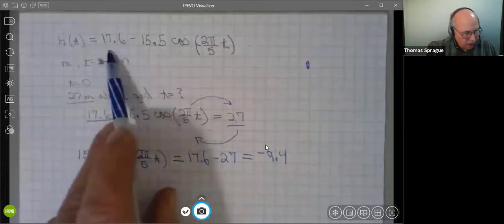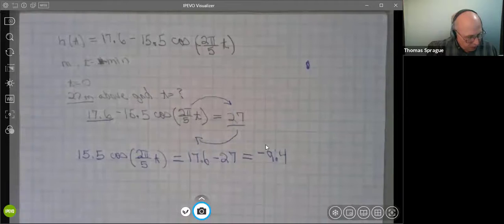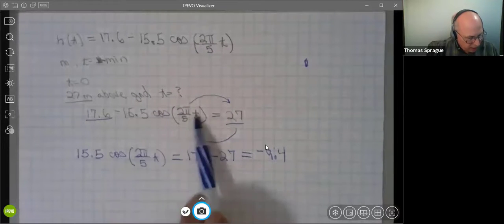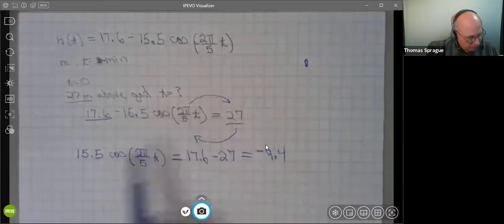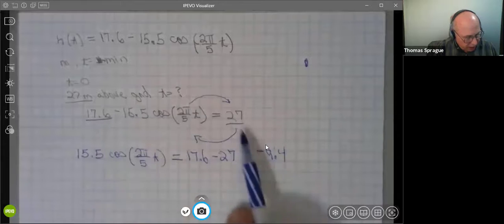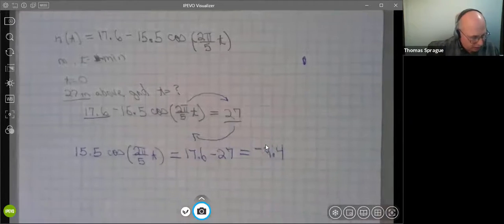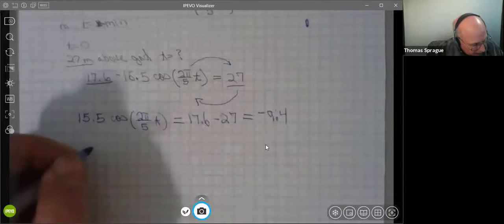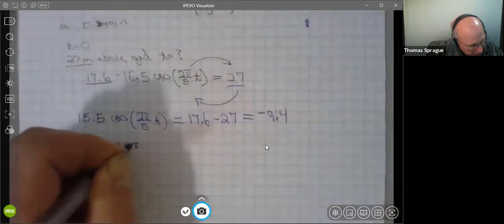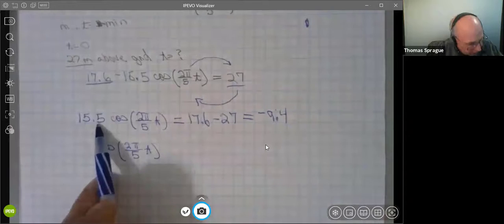So we take this expression on the right-hand side, set it equal to 27, and what we've done so far is simply add this ugly thing to both sides of the equation over here to make it positive. And on the left-hand side, we'd get 17.6 minus 27, which is minus 9.4. And I've switched the left and right around just for convenience. And then my next step of algebra would be to divide both sides by 15.5.